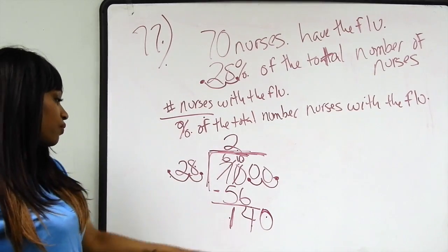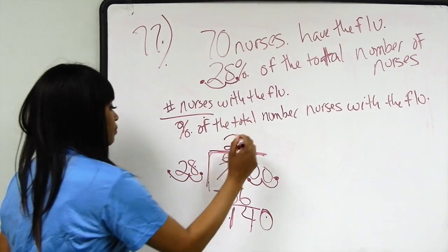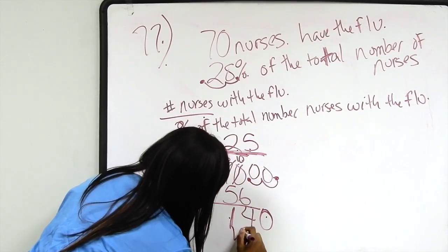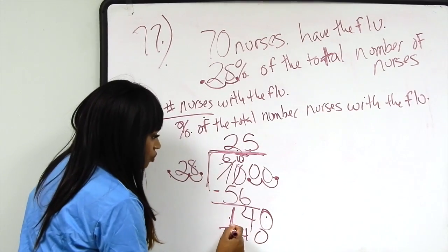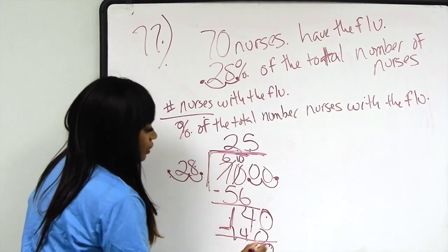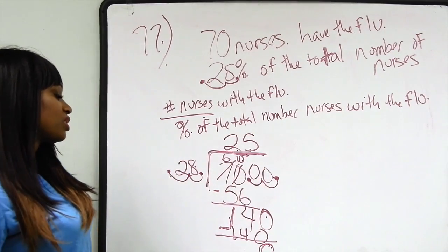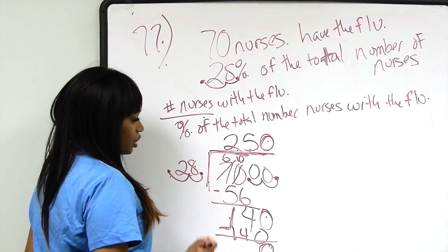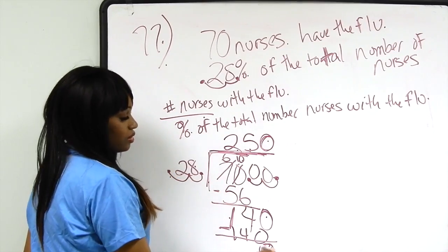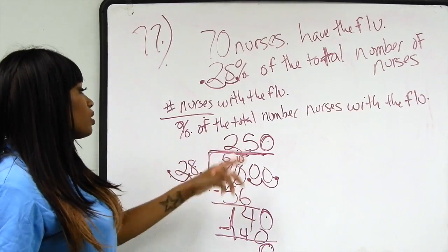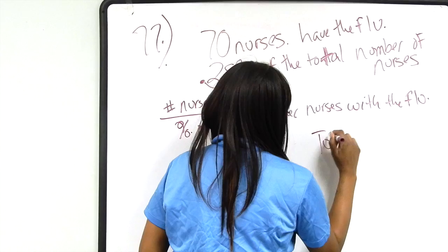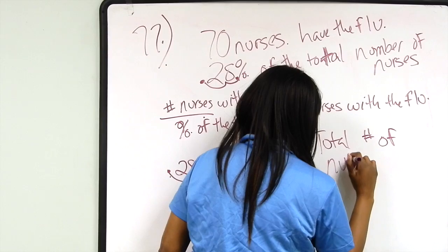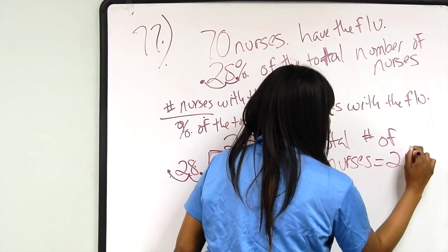And 28 goes into 140 5 times. 5 times 28 is going to give us 140. 140 minus 140 is going to give us 0. Okay? And then we have one more 0 here. We simply just have to add a 0 to our answer. Okay? Because 28 times 0 is going to give us 0. 0 minus 0 is 0. So the total number of nurses at this hospital is going to be 250.